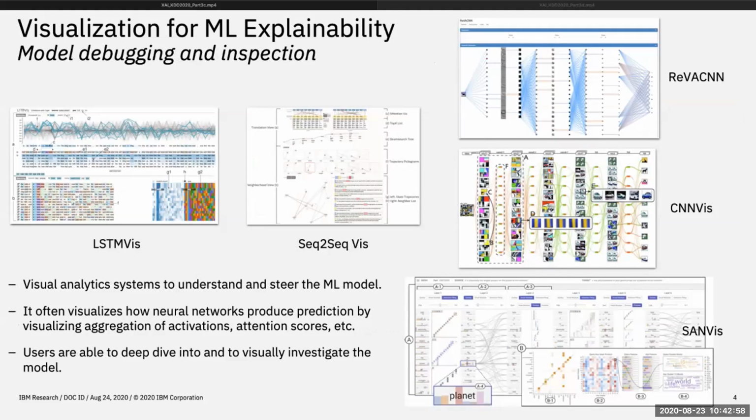The second category is visualization for model debugging and inspection. These methods are developed to understand machine learning models, to inspect any issues, and to gain insights on how to improve the model. Therefore, the visualizations provide interactive visuals tailored for such tasks. They often visualize activations of neurons, aggregate them for layers, or visualize attention scores depending on the type of model architecture. Users can gain an overview and also query details on demand.